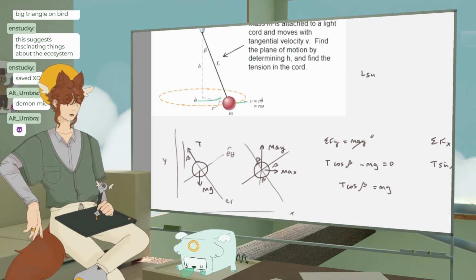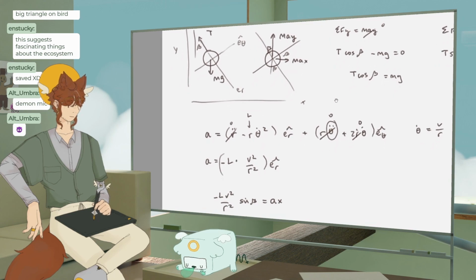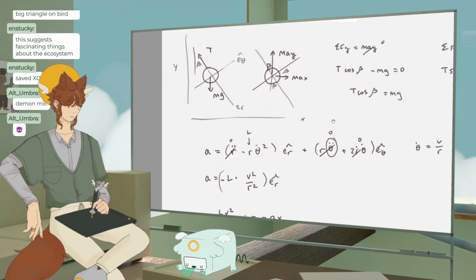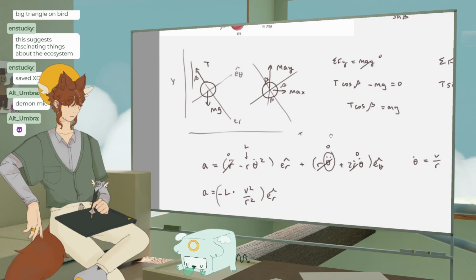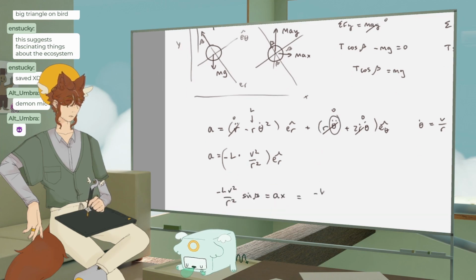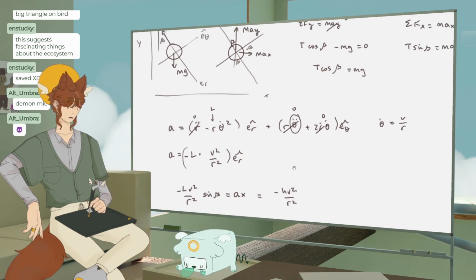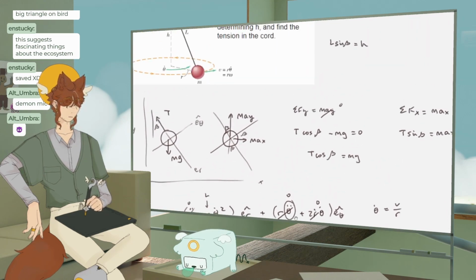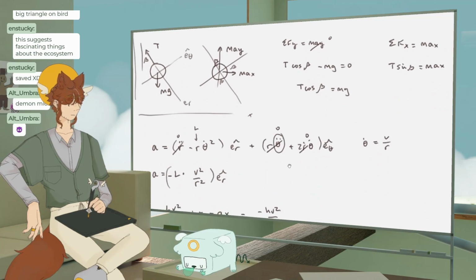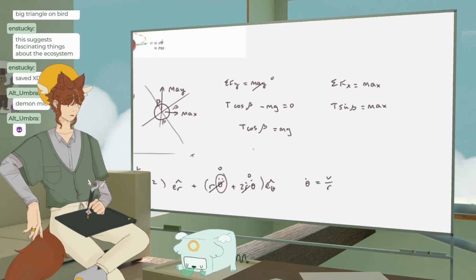Let's see, L sine beta equals h. So h equals L over sine beta. Wait. L sine beta equals h, equals negative h. Whoa, almost like they planned that to work. Wait, okay, I need it in terms of what? T equals mg over cosine beta.